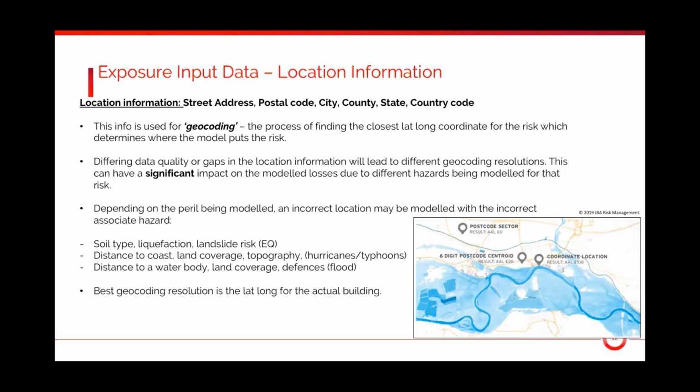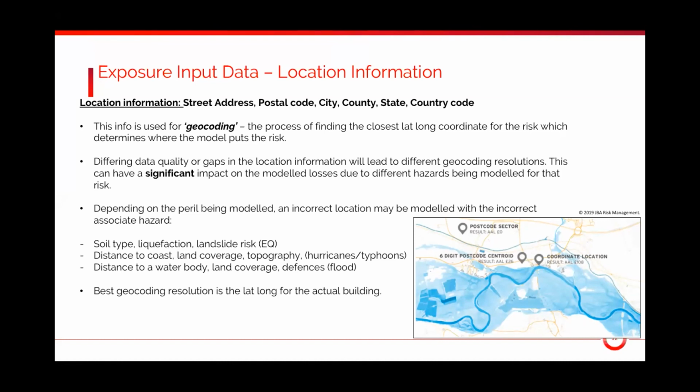The one furthest away is using the postcode sector. So it's only been modelled for the first half of the postcode, which is a much coarser area. And as you can see, it's further away from the actual hazard, and it's resulted in a 0 AAL, 0 modelled loss.